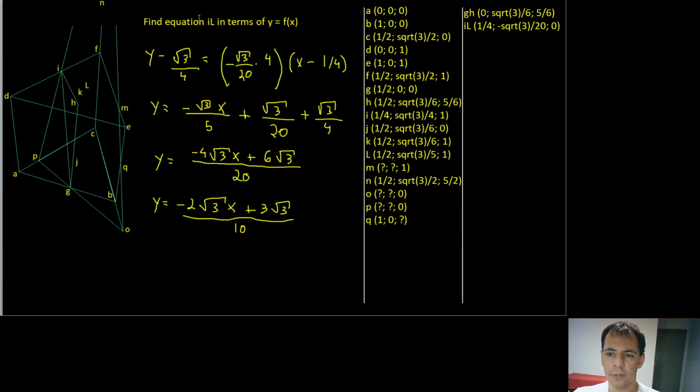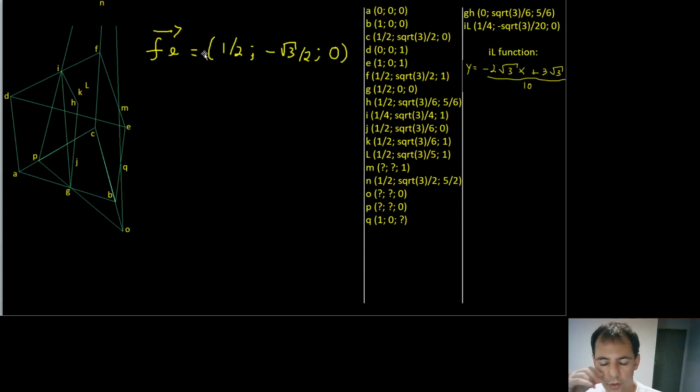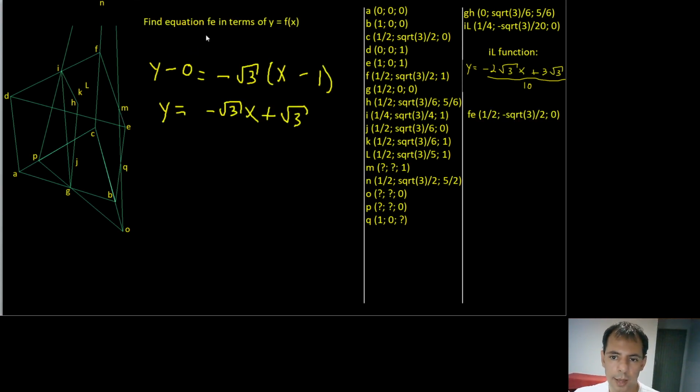And now I have the function. Not only do I have the vector from I to L, but I also have a function of y in terms of x, y equals f of x, for this line that goes from I to L. And now what am I going to do? I'm going to find the vector that goes from F to E, the same way that I did all the others. And then I'm going to find the equation from F to E. And guess what? Now I have the equation from I to L, and I have the equation from F to E. So I can equate these two equations, relate them, and they're going to have the same x and the same y exactly at one point, which is the point M.